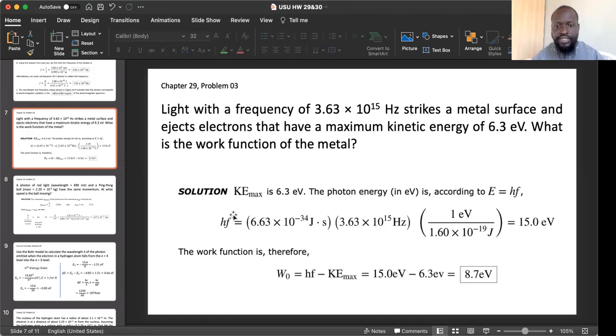So we'll calculate h times f to get the photon energy, but we are given a maximum kinetic energy. So the h and the f will give us the photon energy, and then we'll convert to electron volts. And then we have to use hf minus kinetic energy max to get the work function. So this is the difference between this problem and the previous one. When you get the photon energy, you subtract the maximum kinetic energy from the photon energy to get the work function.